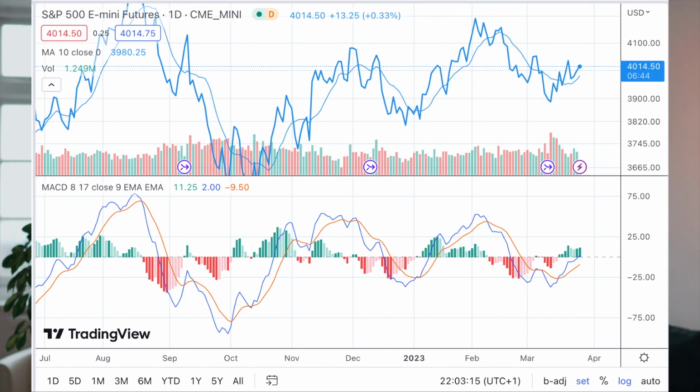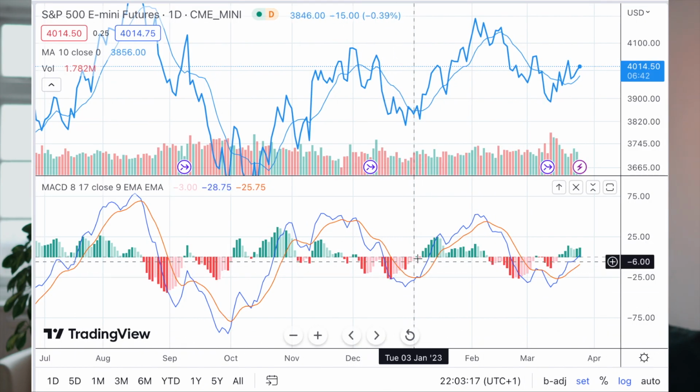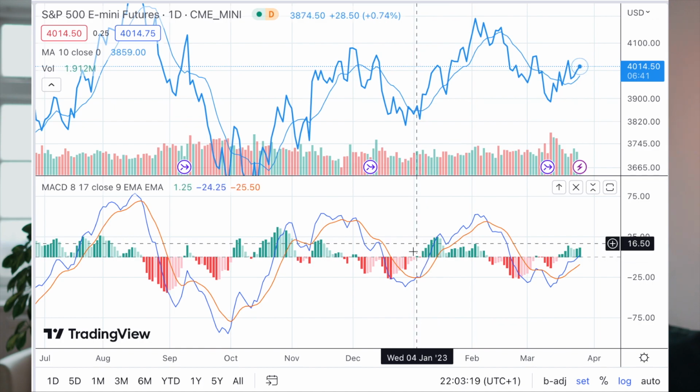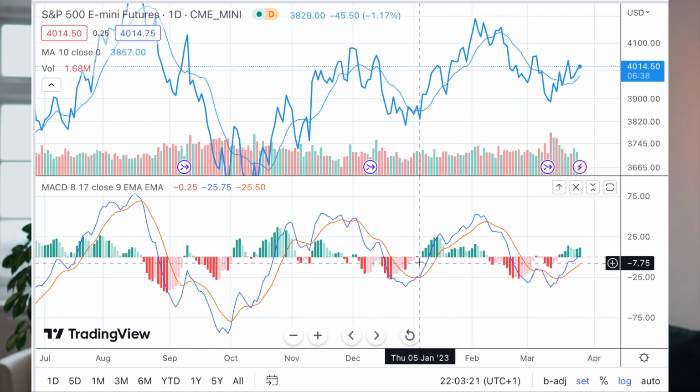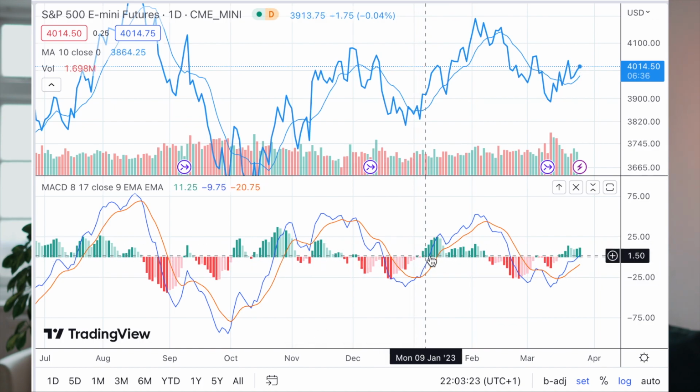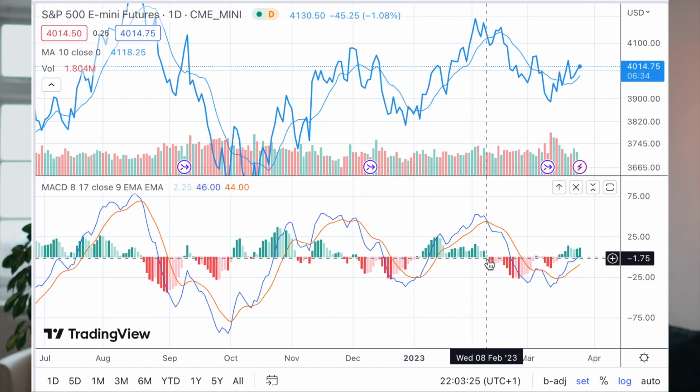So if we look at the S&P 500 over the last few months, the final output are these green and red bars. So as it turns green and it starts rising above 0, that's the time to buy. And as it starts falling and it's red, that is the time to sell.